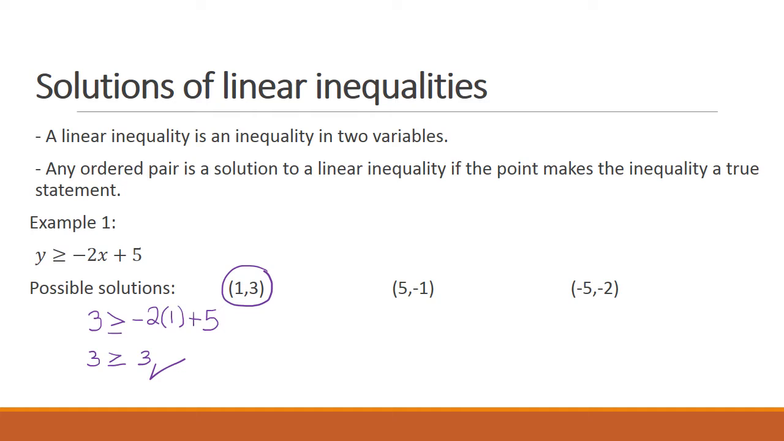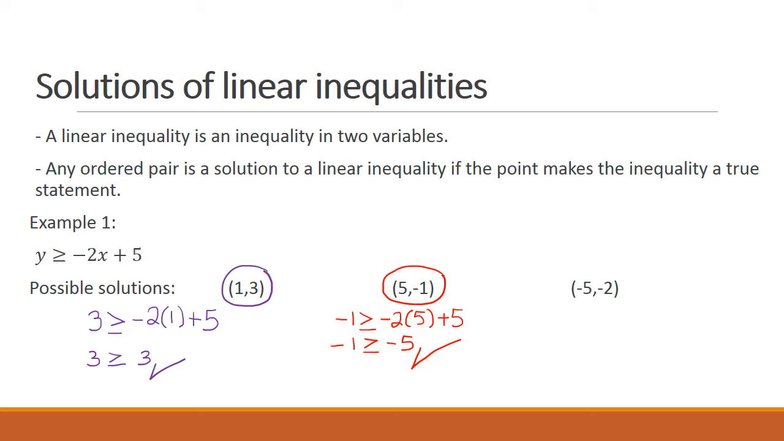Now, for the next point, we have (5, negative 1). So again, I'm going to substitute y with negative 1 and x with 5 to find out if we have a true statement or not. So I'm going to end up with negative 1 greater than or equal to negative 2 times 5, which is negative 10, plus 5, that's negative 5. So negative 1 is greater than or equal to negative 5, which is again a true statement. That means (5, negative 1) is a solution for this inequality.